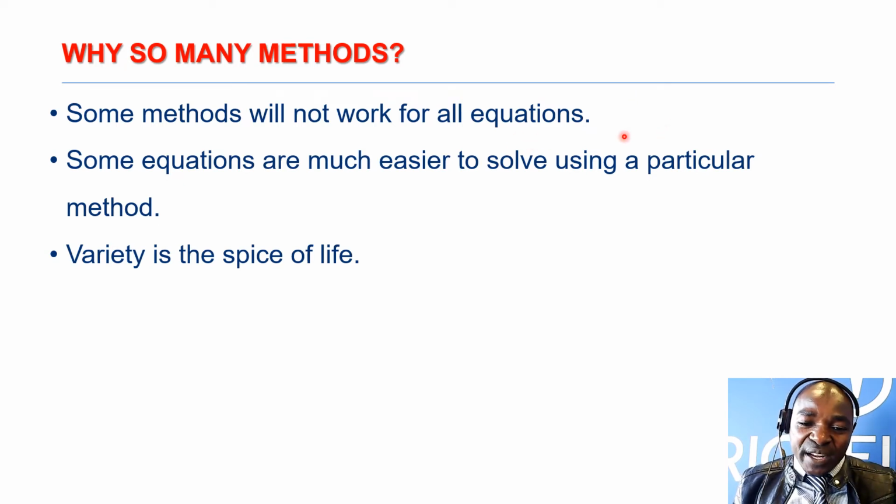So you need to choose the right method that will work for any particular problem that you are solving at any time. The other reason is because some equations are much easier to solve using a particular method than other methods. So you need to choose the easier method rather than the complex one when you are solving any quadratic equation. The other reason is that variety is the spice of life. So it's better to have a freedom of choice than not.